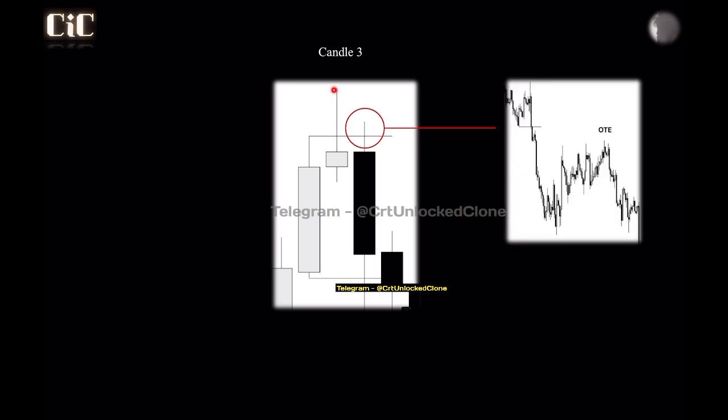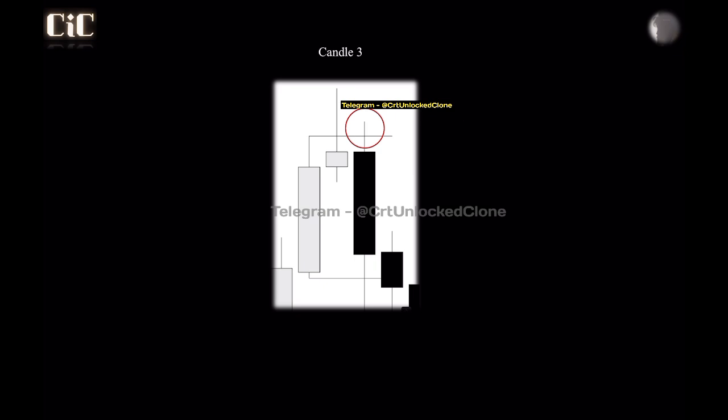Over here was the market structure shift, up here. So if you go inside candle 2, you'll see that there was a market structure shift to bearish, and then an OTE in candle 3. Only looking at the wick. So you can see the higher time frame candles from the lower time frame, and you can see the lower time frame from the higher time frame.